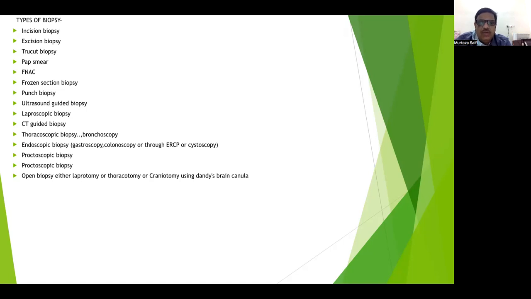Endoscopic retrograde cholangiopancreatography we do for diagnostic as well as therapeutic purposes, and we can take biopsy by ERCP and cystoscopy. Like in bladder cancer, we take biopsy by cystoscope. Proctoscopic biopsy for colon cancer, we can do proctoscopy or colonoscopy and take biopsy. Open biopsy by laparotomy, we take biopsy from the peritoneum. And by thoracotomy or craniotomy using Dennis Browne cannula, we can do craniotomy and brain biopsy.